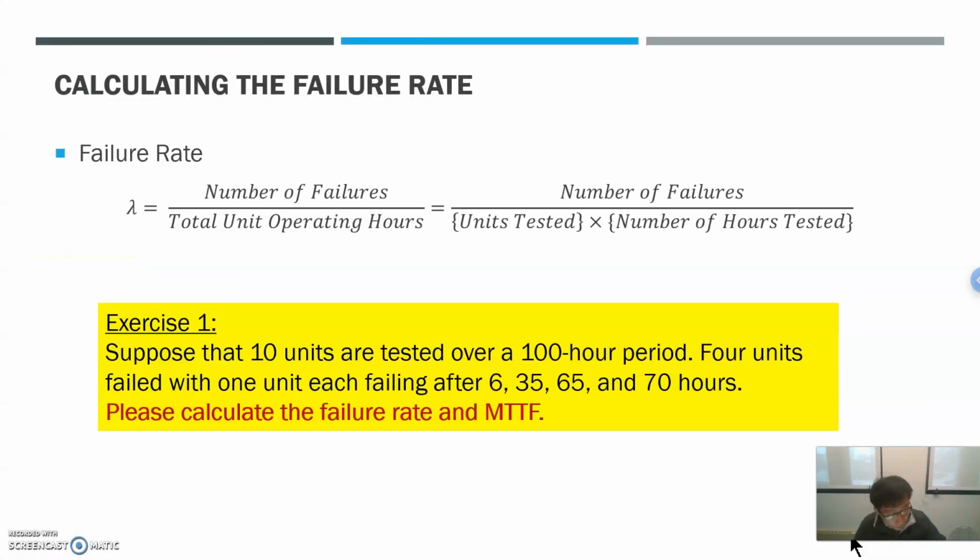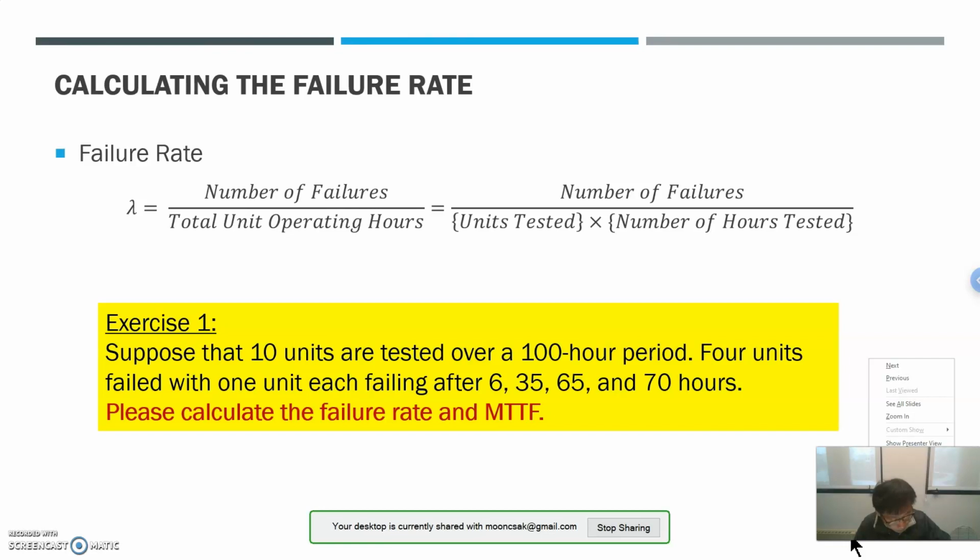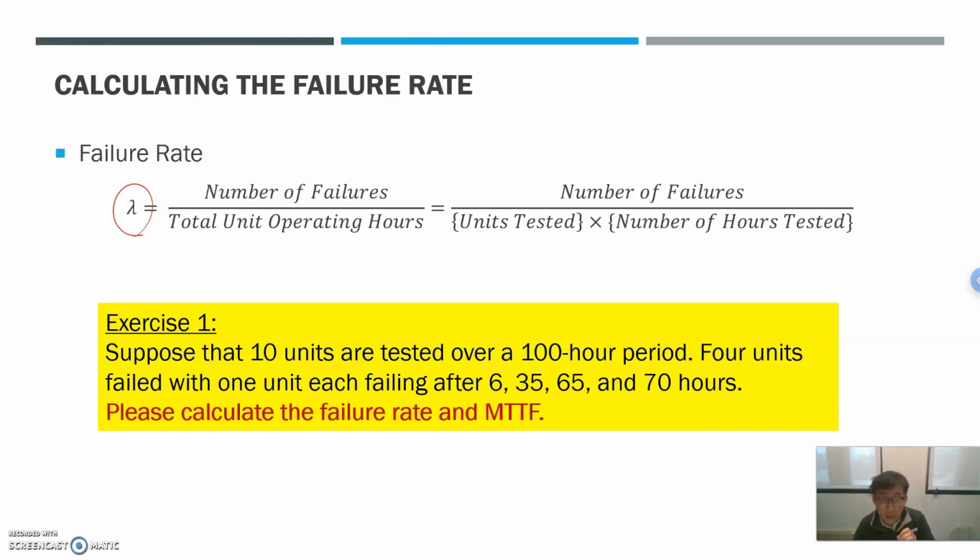So let's take a look. I hope you have taken a look at this problem by yourself. The lambda, which is the number of units that fail each hour, can be calculated a lot of different ways, but the general idea is number of failures divided by the total unit operating hours.